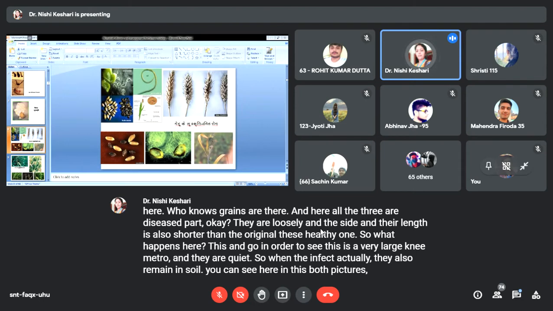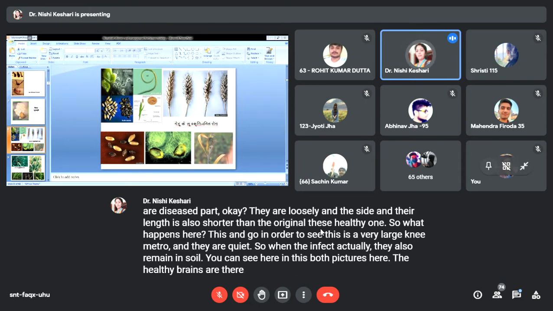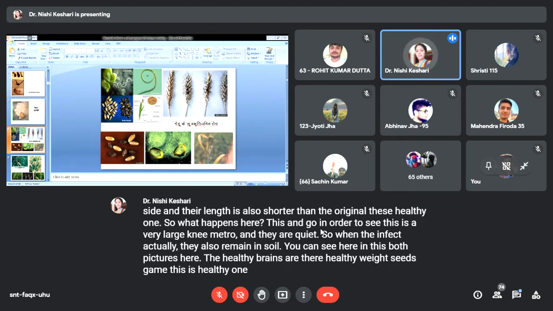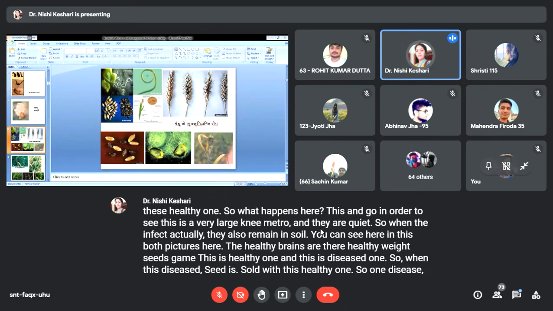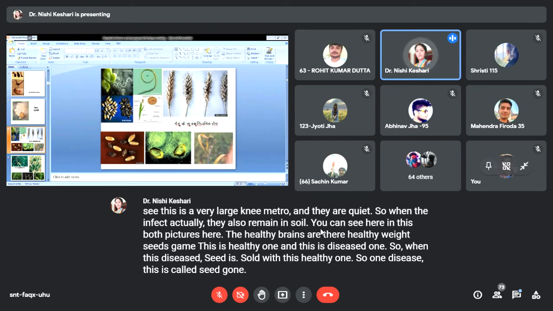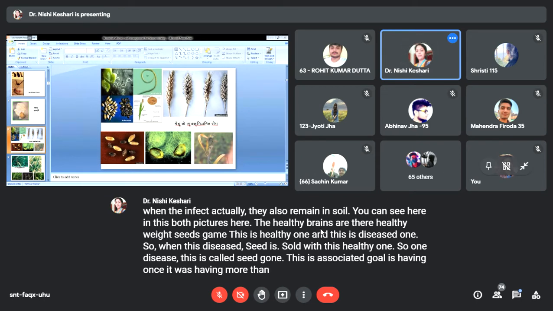Here the healthy grains are there, healthy wheat seeds. गेहूं के दाने हैं ना. This is the healthy one and this is the diseased one. So when this diseased seed is sown with this healthy one, one diseased seed, this is called seed gall. One seed gall is having more than 20,000 nematodes. You can see here if you tease the seed galls in water.